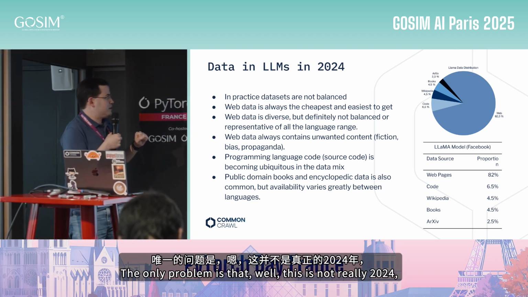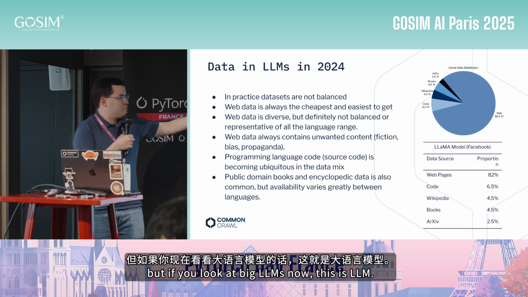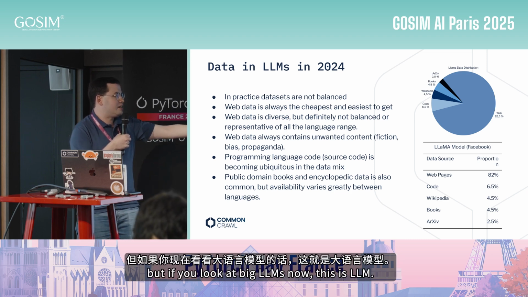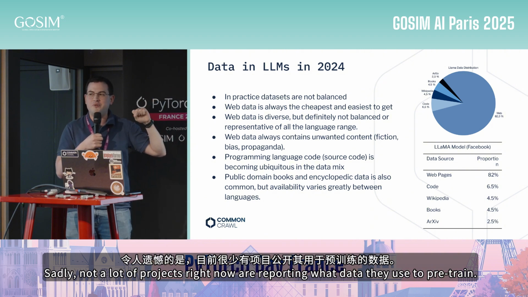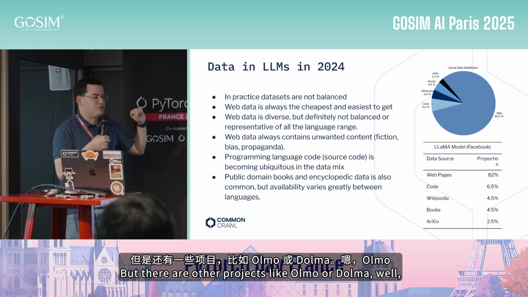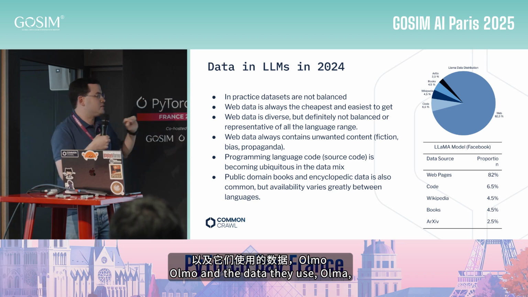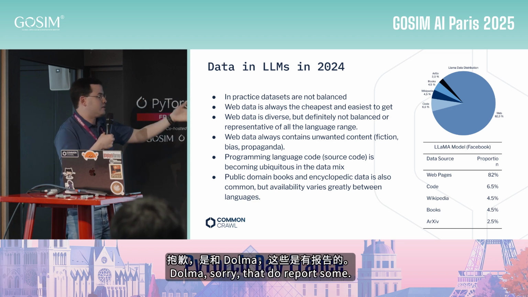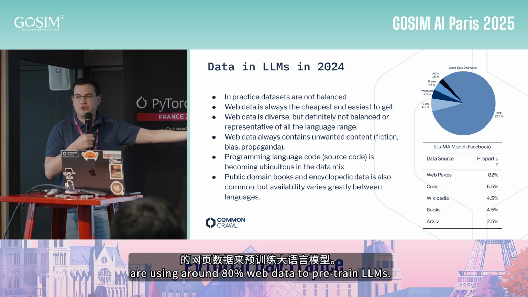The only problem is that, well, it is not really 2024, but if you look at big LLMs now, this is Llama. Sadly, not a lot of projects right now are reporting what data they use to pre-train. But there are other projects like OLMo and its dataset Dolma, that do report some. And you can see that most people are using around 80% web data to pre-train LLMs.